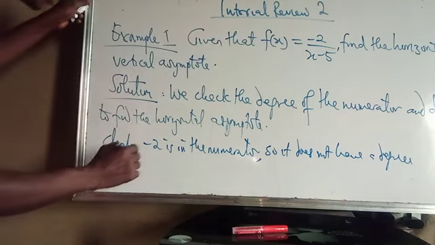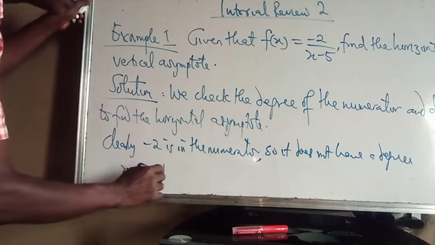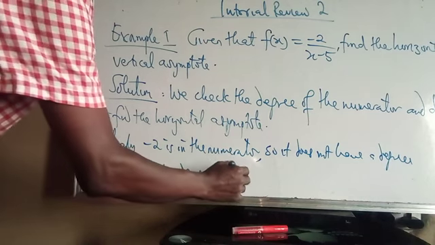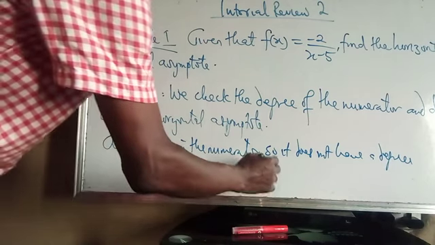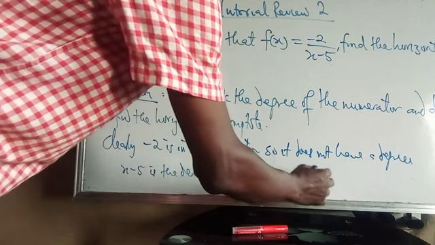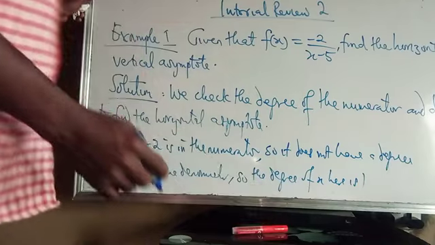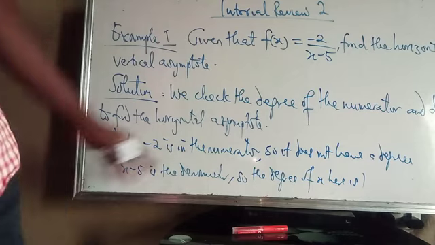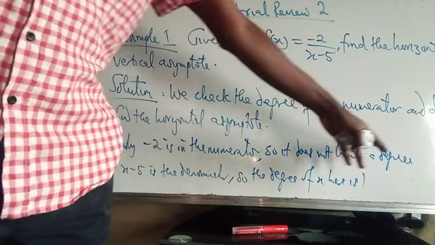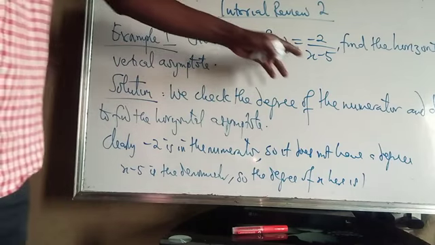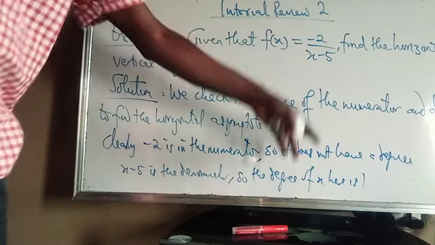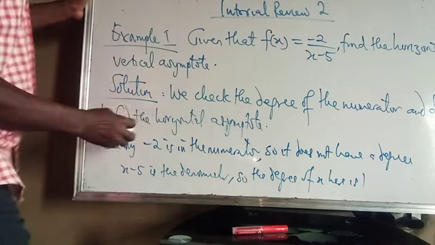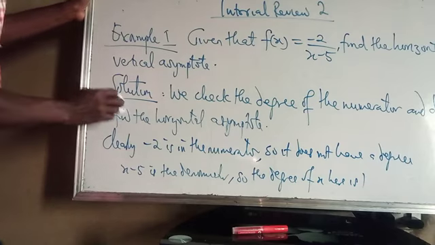The denominator is x minus 5, so the degree of x there is 1. Since the degree of the denominator, which is 1, is more than the degree of the numerator, which we assume is 0, that means the horizontal asymptote is y equals 0.